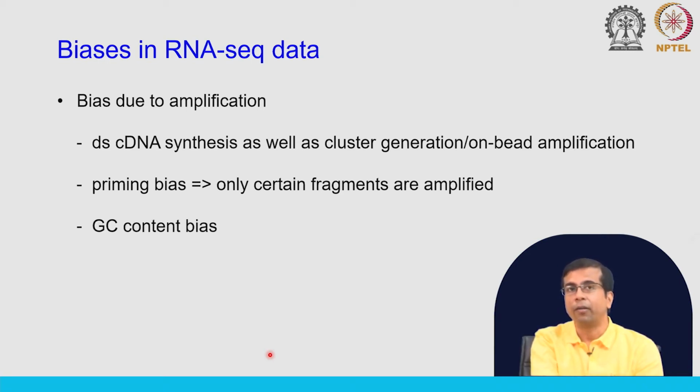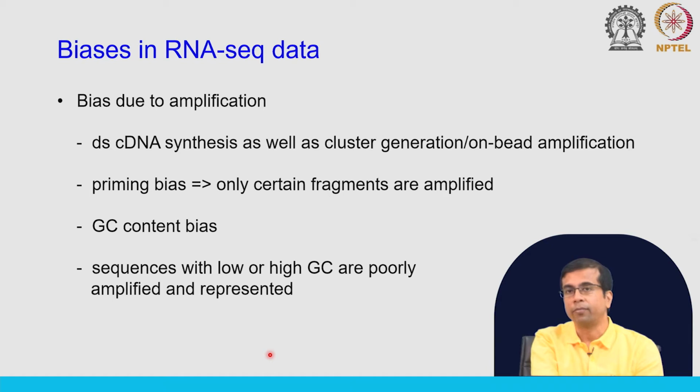In addition, there is something called GC content bias. So, what is this GC content bias? What researchers have observed is that sequences that have low or high GC are usually poorly amplified, and they are poorly represented in the RNA-seq library. Again, this has something to do with the amplification process, and you can make certain modifications in the amplification step. This is an experimental modification. You can add certain solutions that will help in better amplification of these low or high GC regions, so that you get more or less uniform representation of all these regions in the RNA-seq library.